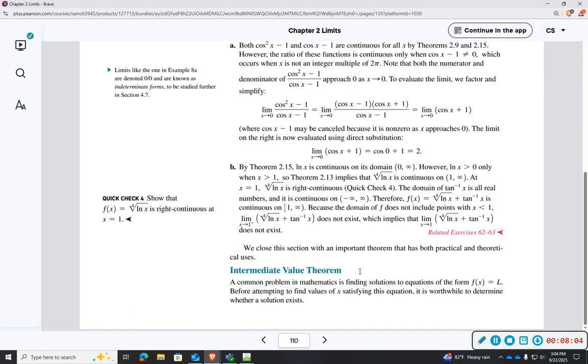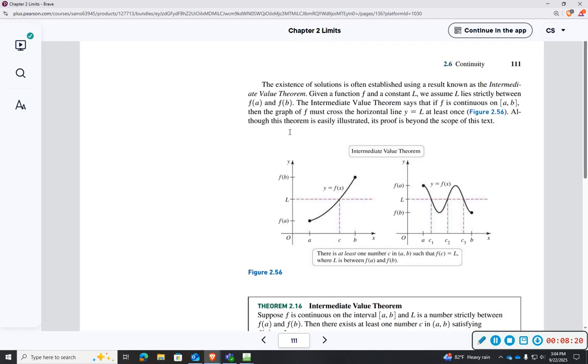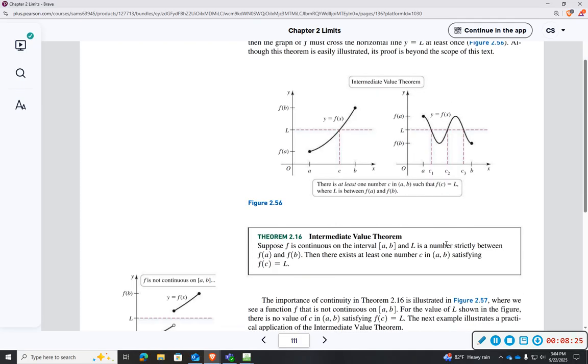Then you have the intermediate value theorem. A common problem in mathematics is finding solutions to equations of the form f of x equals L. Before attempting to find values of x satisfying the equation, it is worthwhile to determine whether a solution exists. The intermediate value theorem is probably a mouthful when you read this definition. However, it's really not difficult to understand when you look at the visual.